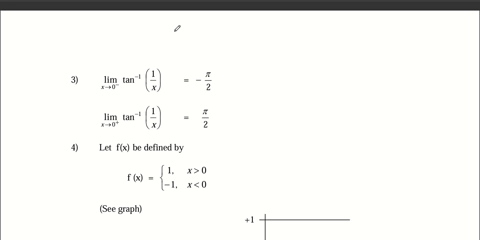So there are other ones. For example, there is the limit as x approaches 0 of tan inverse of 1 over x. Now, usually, if you have questions like this, these are transcendental functions, and you should probably know how their graphs look. So, I think I'll show you some of the graphs.